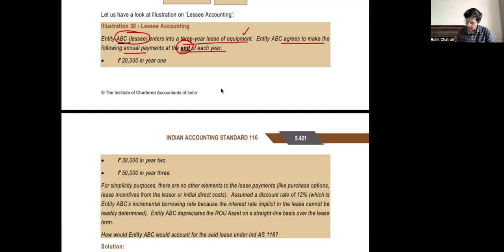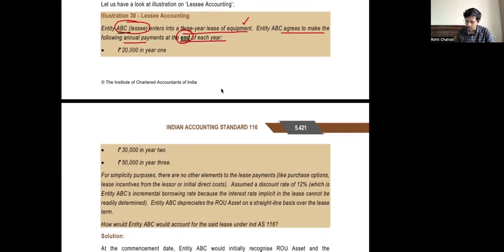So since it is a 3-year lease, they've given us the rentals that we're going to make in year 1, year 2, and year 3. The payments that we're going to make in year 1 is 20,000, year 2 is 30,000, and year 3 is 50,000. So ABC is going to pay to the lessor 20, 30, and 50,000 in year 1, 2, and 3 respectively.